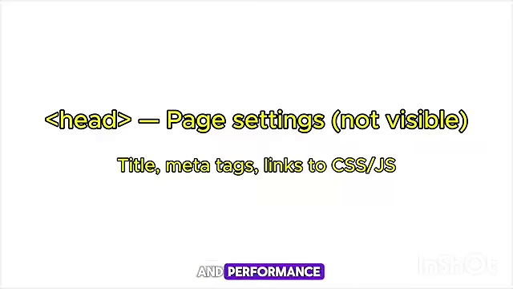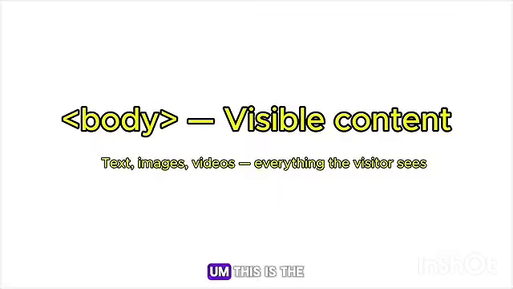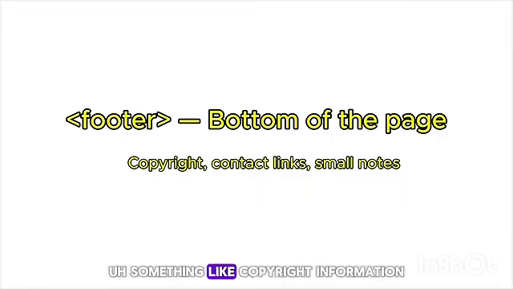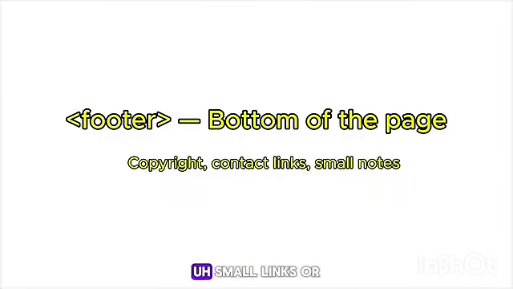In the body tag, this is the main part, and anything the visitor sees on the browser, like text, images, and videos, comes from the body tag. The footer usually appears at the bottom of a web page, with something like copyright information, small links, or contact details.